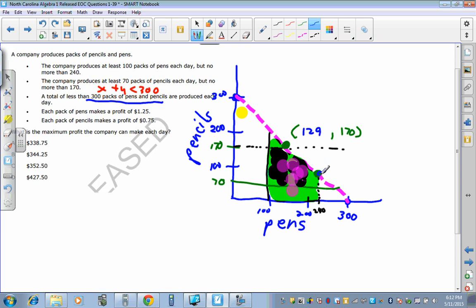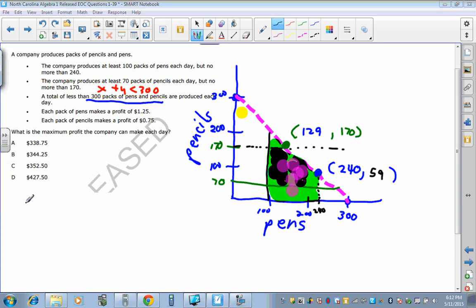The only other possible solution would be right there on that corner. That's 240 pens. Okay, 240 plus 60 equals 300, but the most they can make is less than 300, so the most number of pencils they'd be able to make would be 59. So our answer is either going to be here or here. This is how we're going to find our profit now.